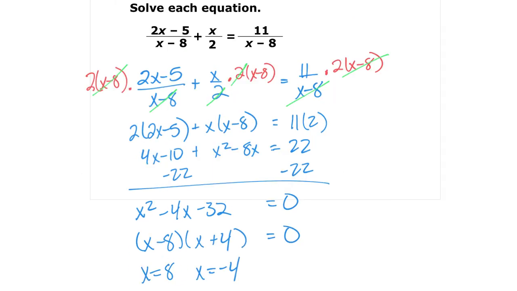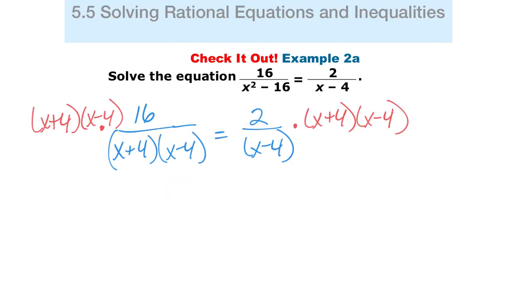I got my answers of x equals 8 and x equals negative 4. I look back at my original equation and I notice that 8 is not going to work because it's going to cause us to be dividing by 0. So that is an extraneous solution. That one is not going to work. Our only solution is x equals negative 4.